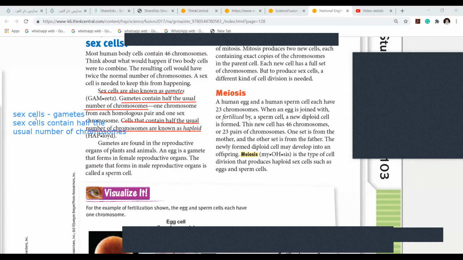Anyways, so sex cells are also called gametes. Sex cells contain half the number of chromosomes, one from the male and one from the female.